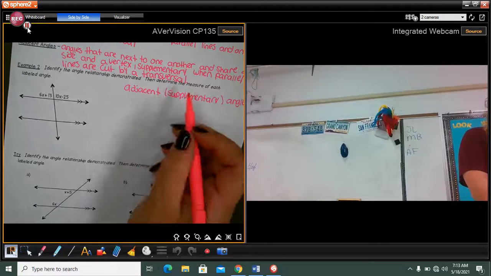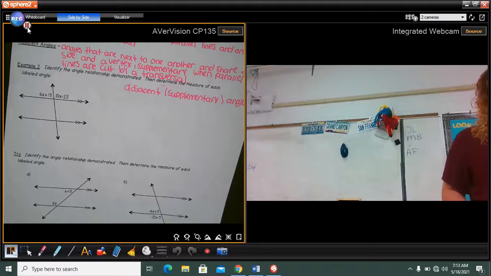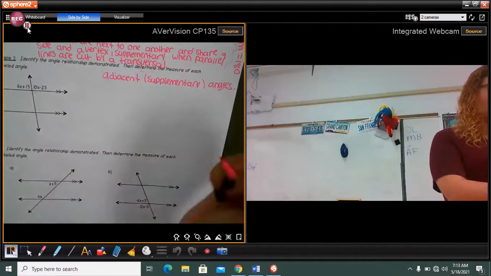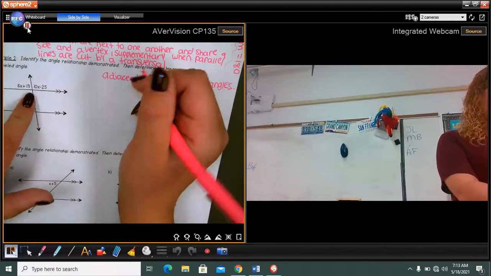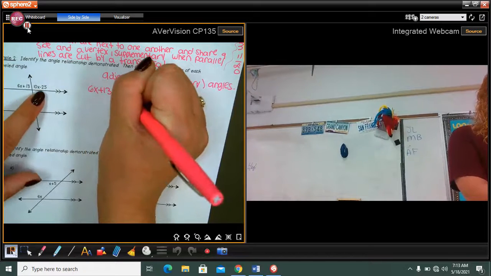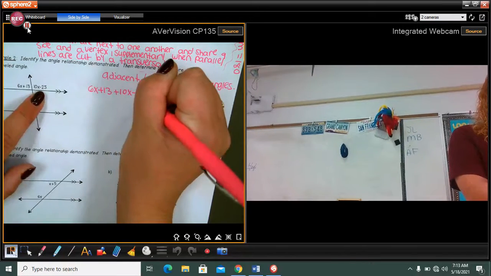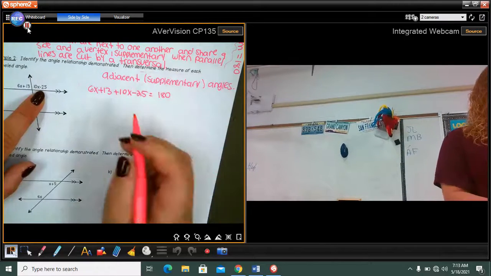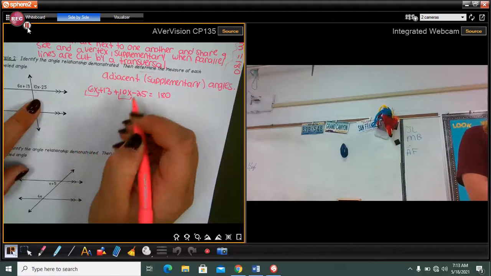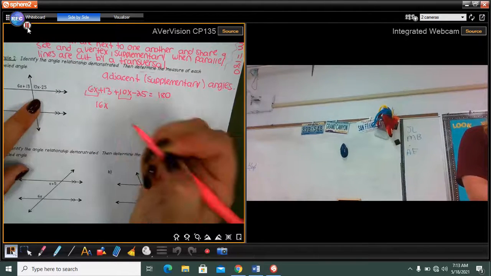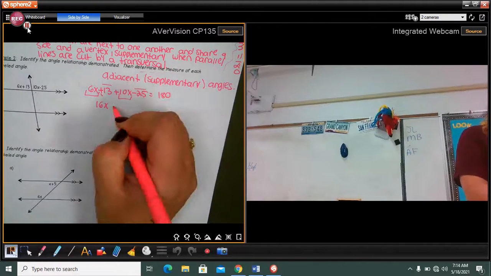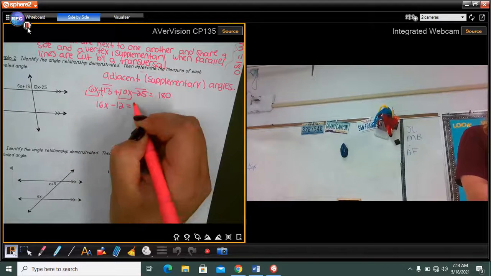And they want us to determine the measure of each angle. To do that, since we know it's adjacent, the sum of these two angles equals 180. So we're going to add these two together and set it equal to 180. We need to combine like terms. A like term has the same variable. 6x plus 10x is going to give me 16x. 13 minus 25 is going to give me negative 12, equals 180.